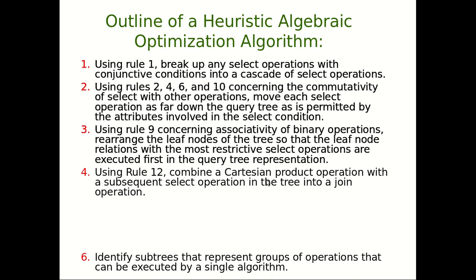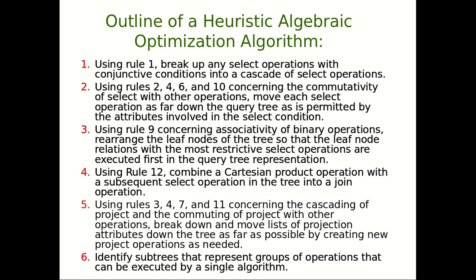Using rule 12, combine a Cartesian product operation with a subsequent select operation in the tree into a join. We already discussed this one. The rule says: take the Cartesian product of R and S, and on the result of that, if you apply a select operation, that is equivalent to a join operation. Replace the Cartesian product and select with a single join operation.